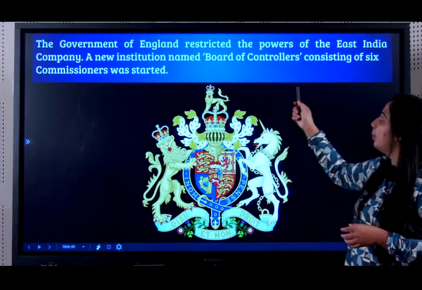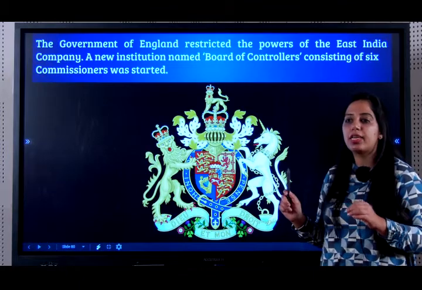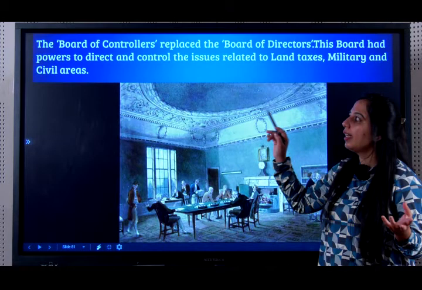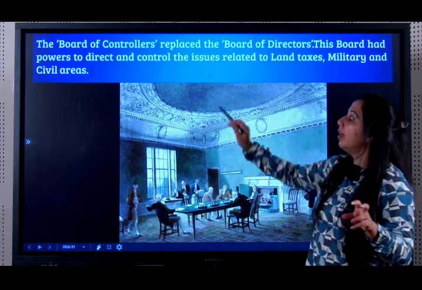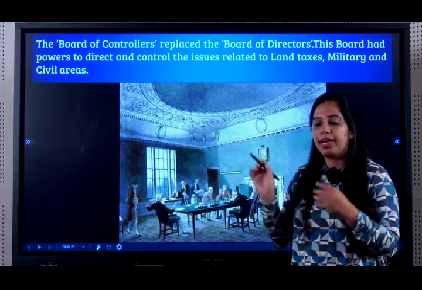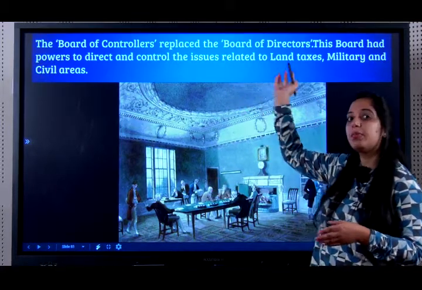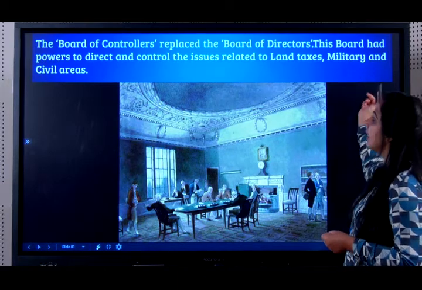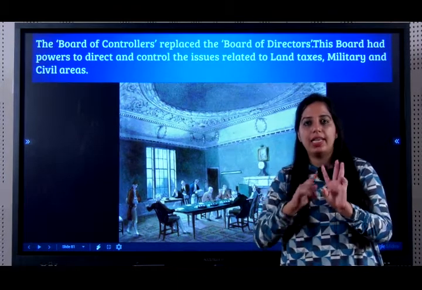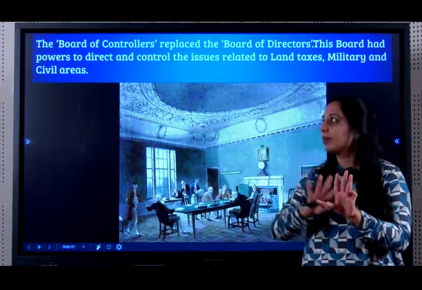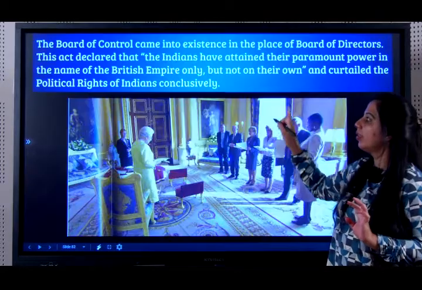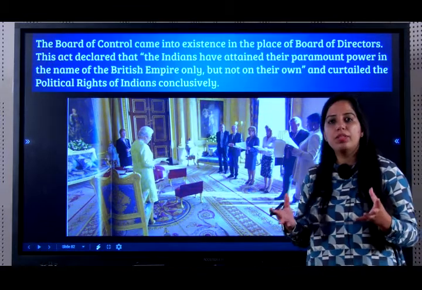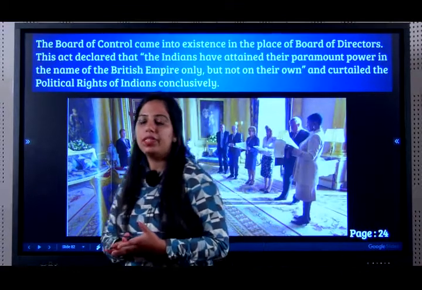A new institution called the Board of Controllers consisting of 6 commissioners was started. So they put a board of commissioners. So this Board of Controllers was there, and there was a Board of Directors also. The Board of Controllers that were made as per Pitt's India Act of 1784 replaced the Board of Directors in these matters. This board had the power to direct and control the issues related to land tax, military and civil areas. So 3 things: land tax, civil, military. All these 3 responsibilities went to whom? To the Board of Controllers. The Board of Control came into existence in place of the Board of Directors. So students, we saw that the Board of Directors was replaced by the Board of Controllers.